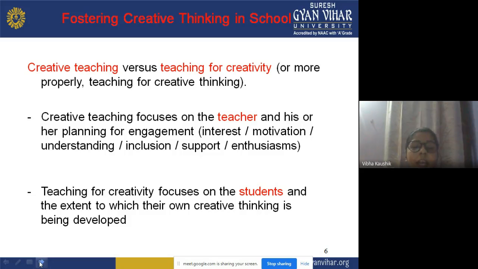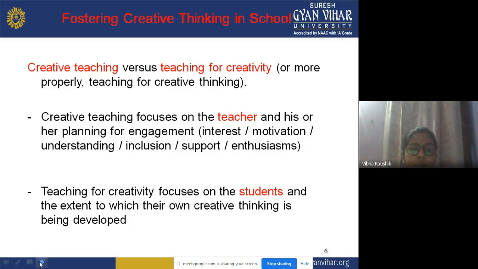When we say teaching for creativity, meaning teaching for creative thinking, it means you want to develop divergent thinking and aesthetic thinking in the student. The student should come up with new and original ideas. Flexibility should be there in their creative thinking. So when these things come up, the teacher can say that creative thinking is developing in the students.